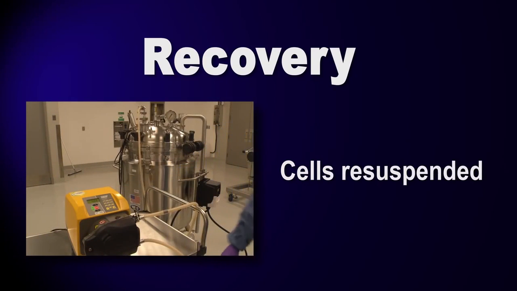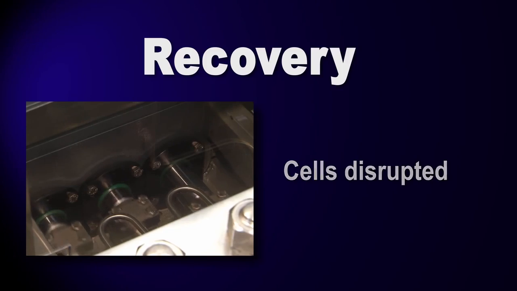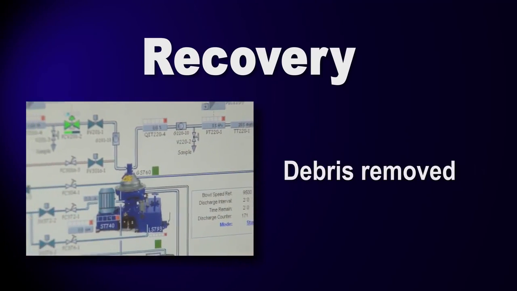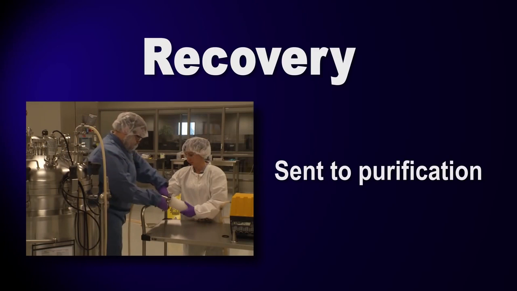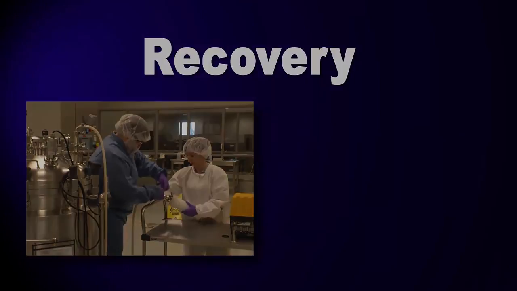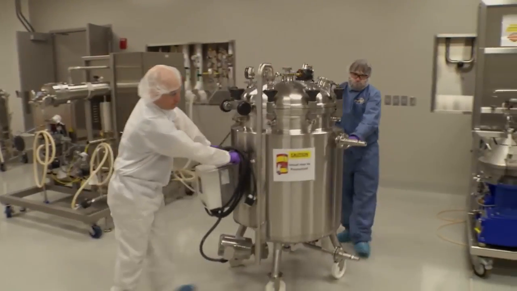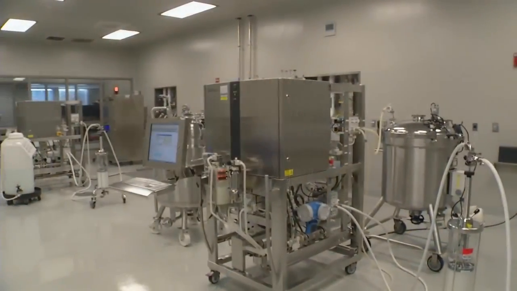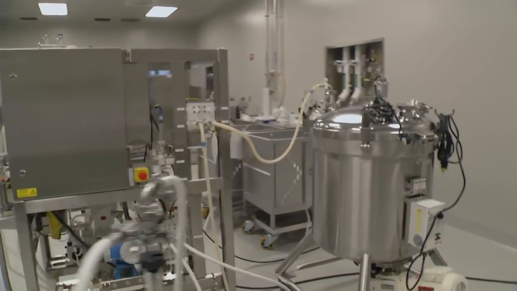resuspended in a new solution, homogenized to break open the cells. The cell debris is removed. Once recovery is complete, the product is sent to purification to be refined and concentrated. But to really understand recovery, we'll need to closely examine our process so we can appreciate what each step accomplishes and why it's important to the process.